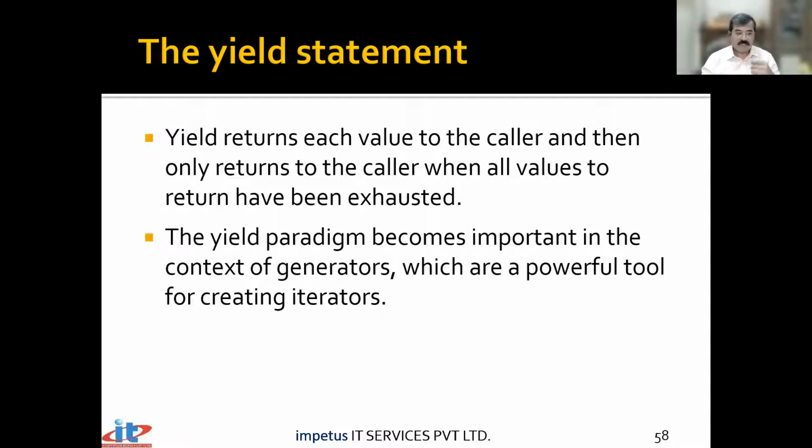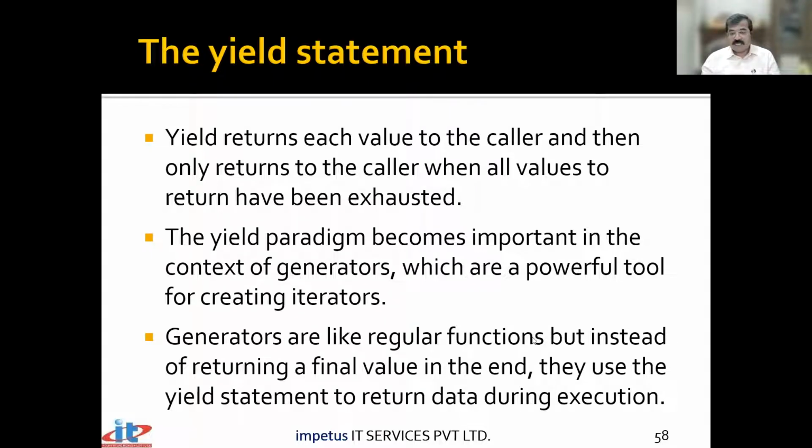It was a StopIteration error that was raised when everything has been written. Generators are like regular functions, but instead of returning a final value in the end, they use the yield statement to return data during execution. So as the function is running, it will keep on returning more than one value. And once it has finished returning all the values, then it will stop.